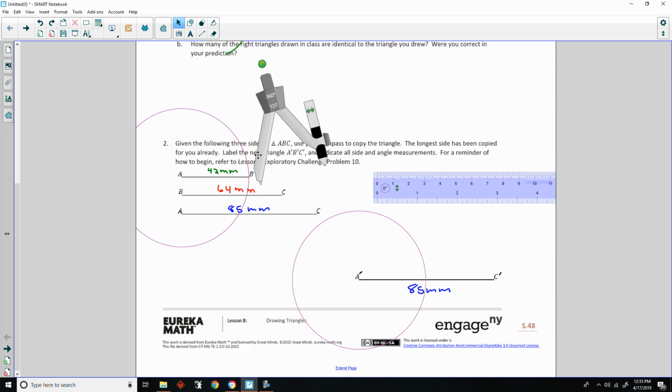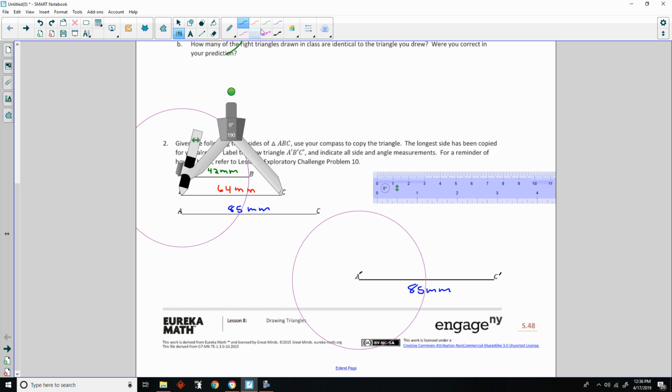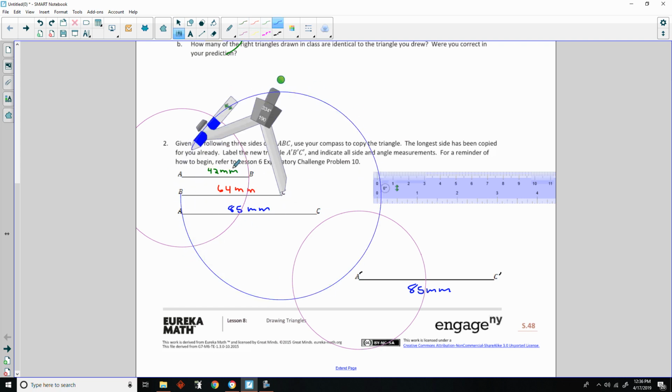I then take my compass and put it right on C prime, or C. Rotate it so it's flat, open it the other way, and then put my pencil right on B. I'll change the color to blue for this, and as you can see, if I drew a circle, that is a circle with radius of length BC.